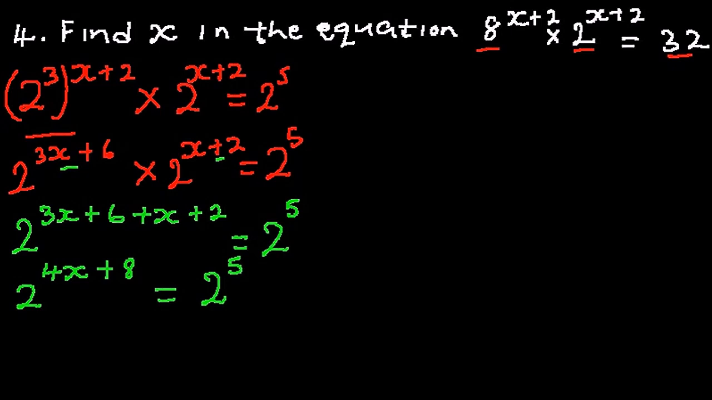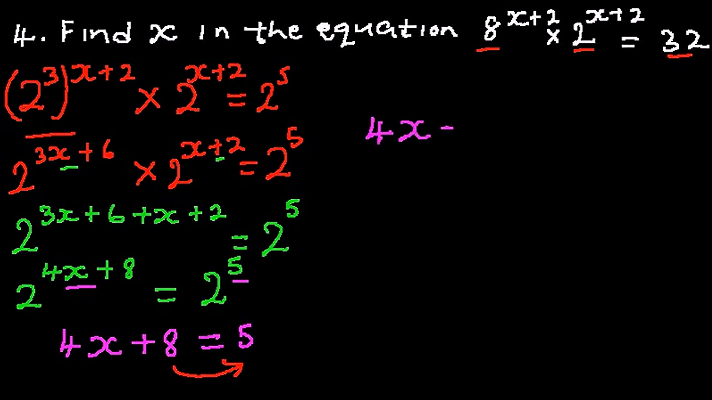Now we have a common base, therefore we equate the indices, so we say 4x plus 8 is equal to 5. We take 8 to the other side, so we will have 4x is equal to 5 minus 8.